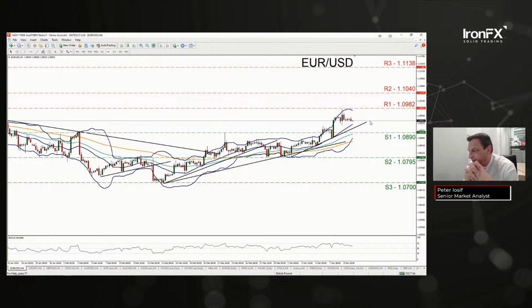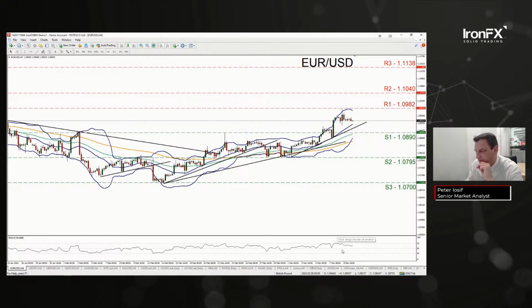Now we can see that Euro USD, despite some volatility in the early American session on Friday, due to the release of the US employment report for February, overall tended to maintain a sideways motion. It was interesting how the volatility of Friday practically reaffirmed the R1 1.0982. See the touch here? Yet overall, it stabilized a little bit lower, practically between the R1 and the S1.